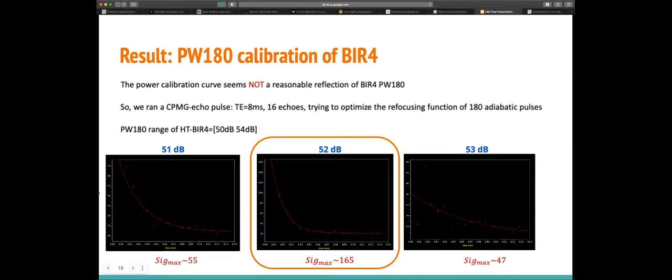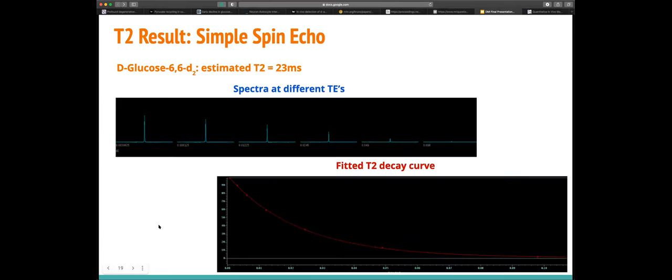To bypass such a complicated problem, we tried to get an empirical power for the BIR-4 sequence, in which we set the BIR-4 to different power levels and looked at the fitted T2 decay curve. By playing around with those power levels, we think 52 dB could be an optimal power, and we can go on with our study. So that's the power calibration.